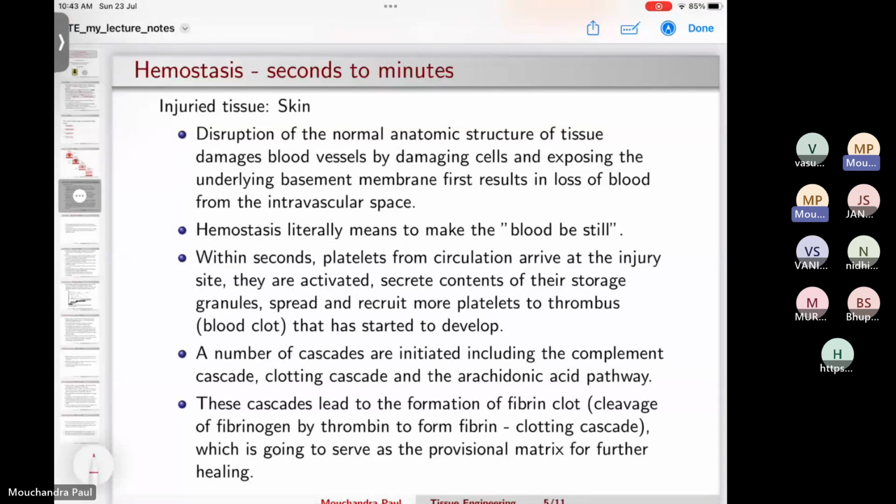Now here I'm taking the example of skin tissue because it is easy to visualize and understand. All of you must have got a cut or some kind of wound on your skin throughout your life, so you can actually visualize it as I'm explaining the things. Disruption of the normal anatomic structure of tissue damages the blood vessels, and it also damages the cells. Because of this, the underlying basement membrane, that is the layer present just below the epidermis, is also exposed.